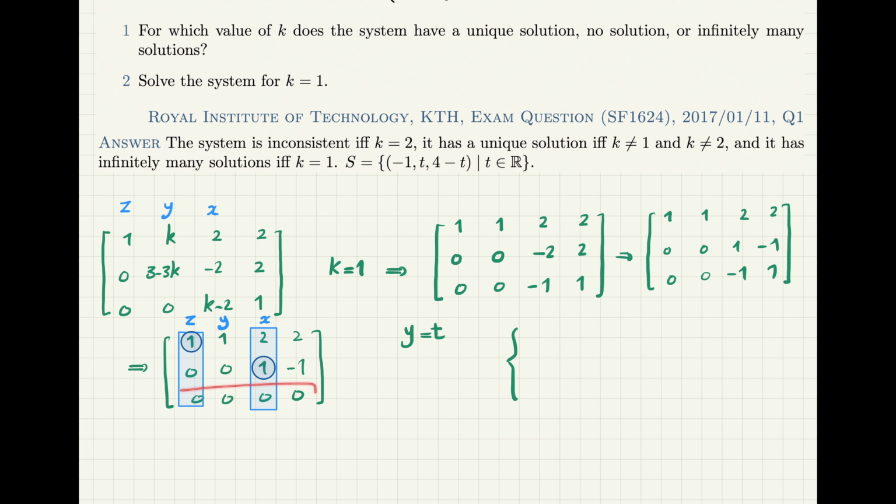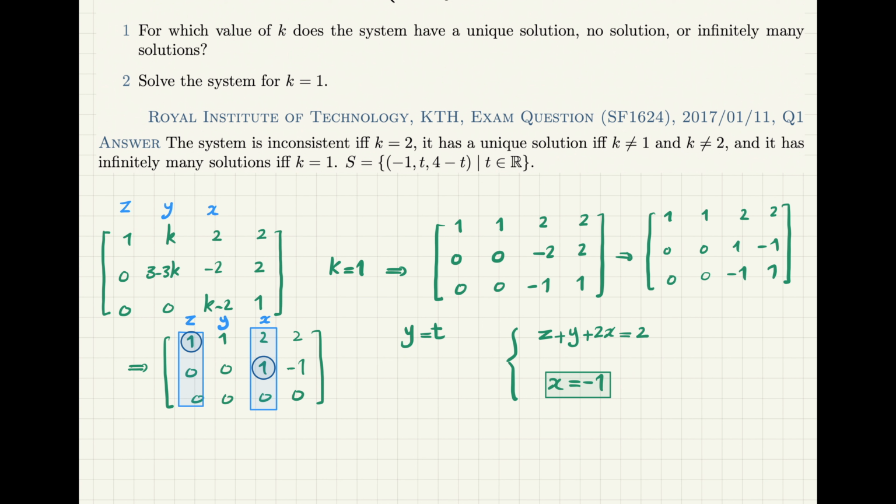There is nothing to write for the last row except writing 0 is equal to 0. So I will start from here. What should I do? I would write 0 times z plus 0 times y plus 1 times x is equal to minus 1. So definitely x is equal to minus 1, that is my answer. Okay, and then I go to the row above, so it becomes 1 times z plus 1 times y plus 2 times x is equal to 2.